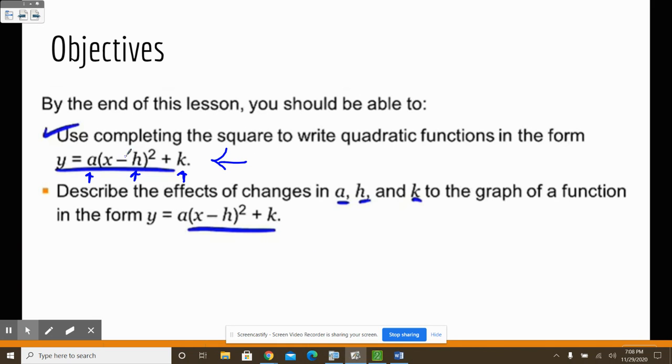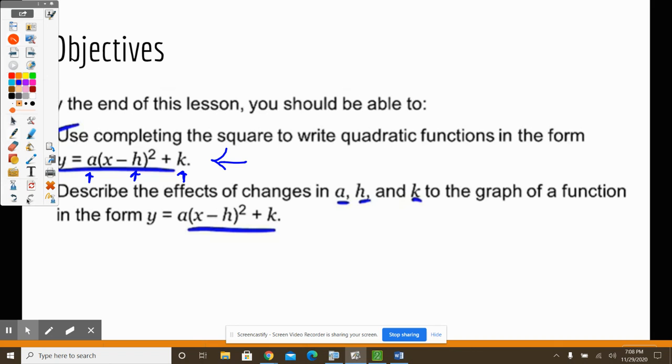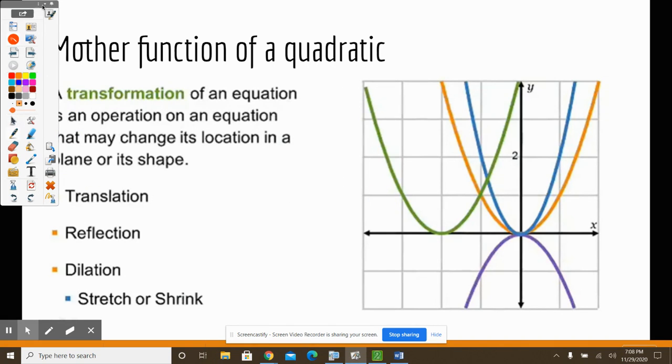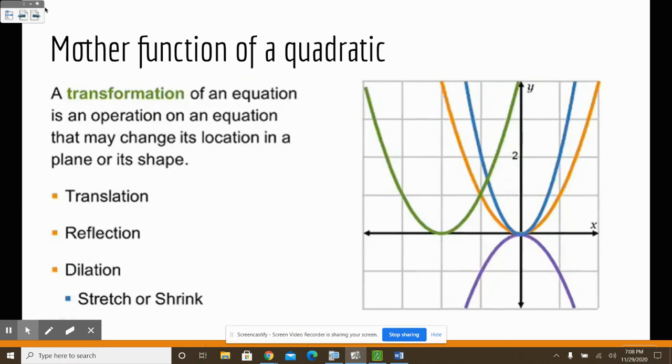And we're going to hopefully get pretty comfortable with that equation by the end of the lesson. Okay, so what is a transformation? These are geometry words, okay? The mother function of a quadratic is y equals x squared.